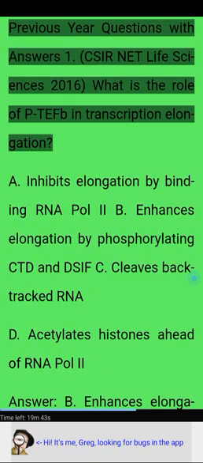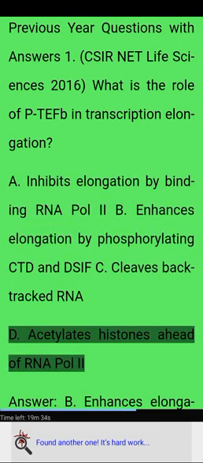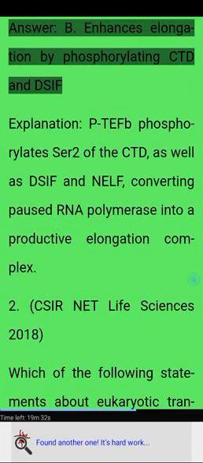Previous year questions with answers. 1. CSIR NET Life Sciences 2016. What is the role of P-TEFb in transcription elongation? A, inhibits elongation by binding RNA Pol II. B, enhances elongation by phosphorylating CTD and DSIF. C, cleaves backtracked RNA. D, acetylates histones ahead of RNA Pol II. Answer. B, enhances elongation by phosphorylating CTD and DSIF.